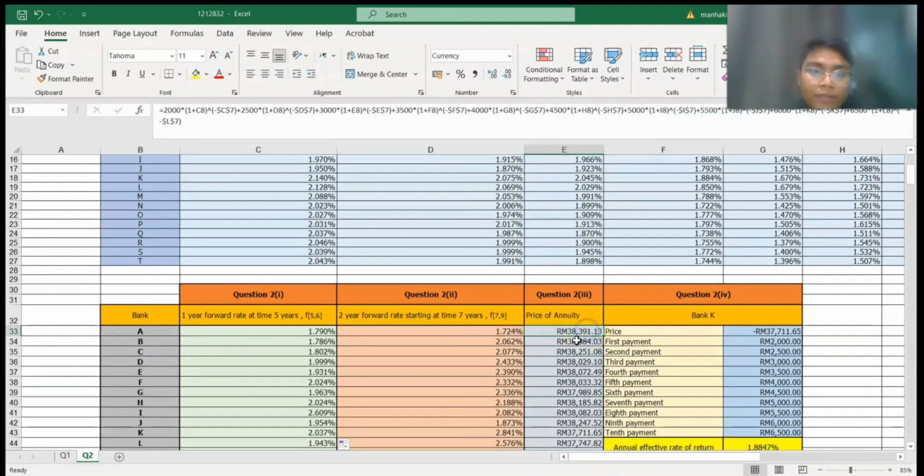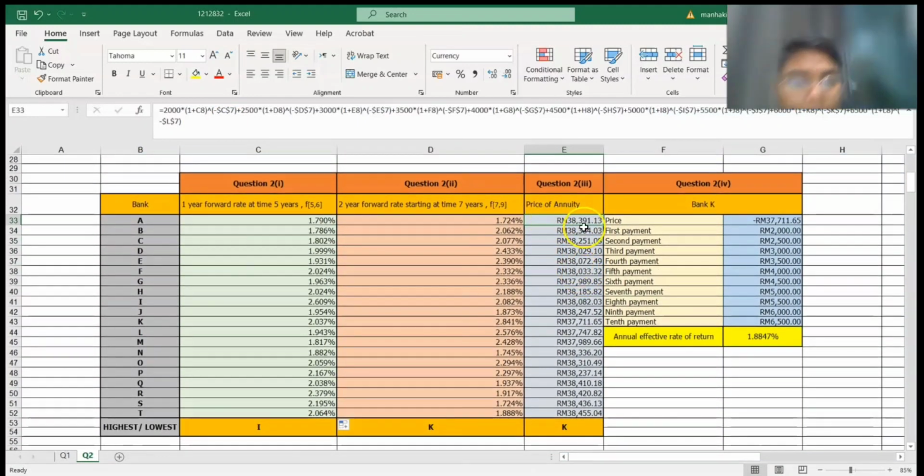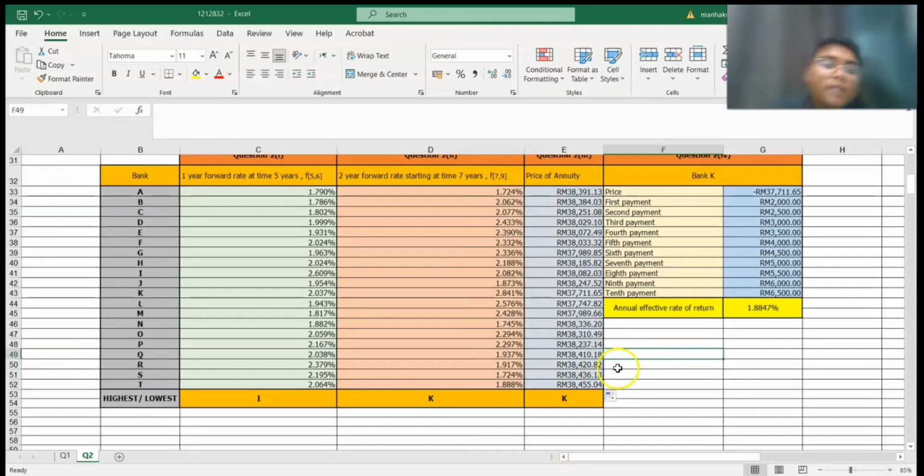So I got the price for bank A is 38,391.13. Okay, I can just drag it down here, so I got all the prices. For this question, it requires us to identify which bank provides the lowest cost, which is the minimum. So same as before, I use the index function here, but this is a minimum, the lowest. This indicates that bank K provides the lowest price of annuity.